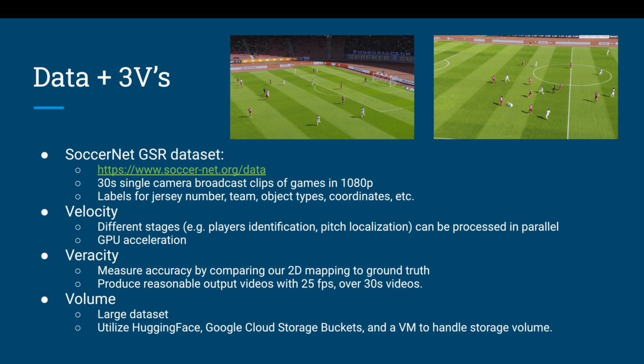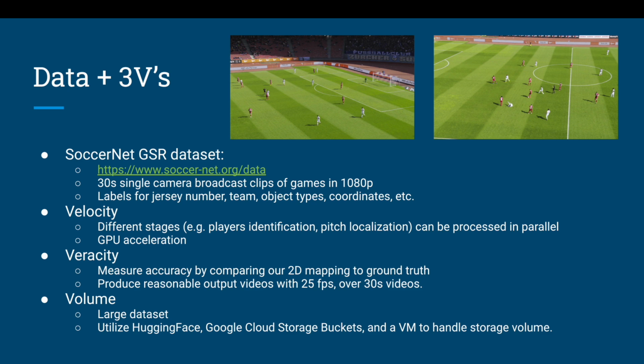The dataset that we use is from SoccerNet's 2024 GSR dataset, which contains 30-second clips of games in 1080p, which was clipped into images at 25 frames per second. The annotations contain bounding boxes for each object in the image, labels for each object's type, jersey number, team, and coordinates on the 2D plane, and our goal is to predict each of these parameters.